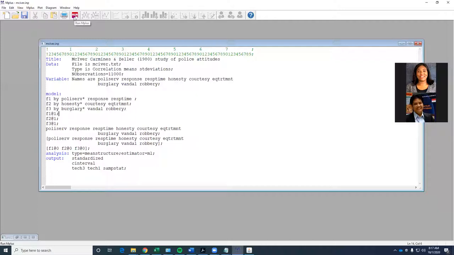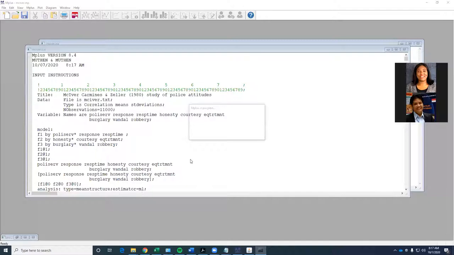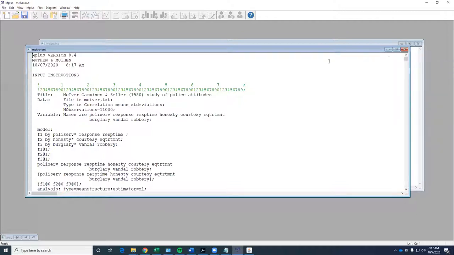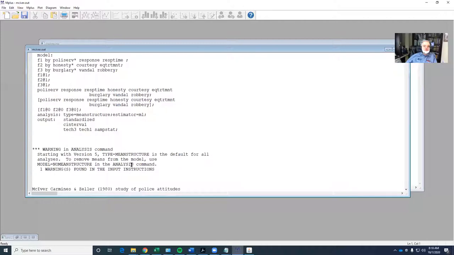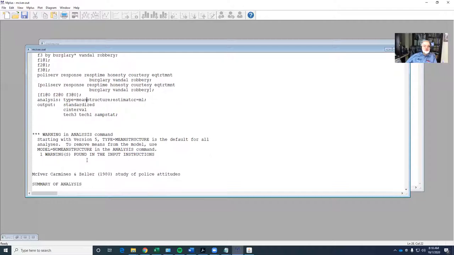So let's run this and take a look at what we have. And here's our printout. The first thing that Mplus does is echo back to you all this text and your model. And if we've made any mistakes, that's going to appear down here. We generated a warning. It's just saying that I'm always going to be thinking about mean structure in the model. It's the default. If I didn't want mean structure in the model, we'd have to say model: no mean structure. We can also run that and take a look at it. It's the same thing.